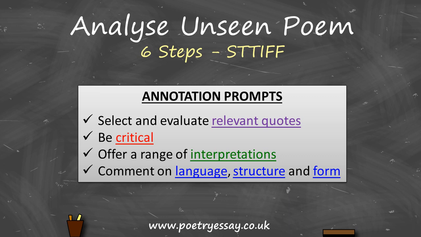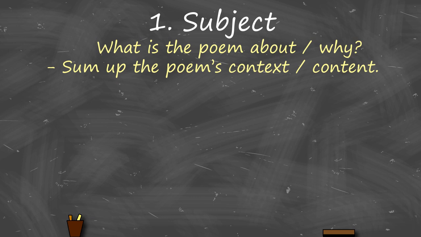How should you go about analysing an unseen poem? The STIFF approach helps you tackle the problem in 6 steps. Step 1. Consider the subject to the poem.